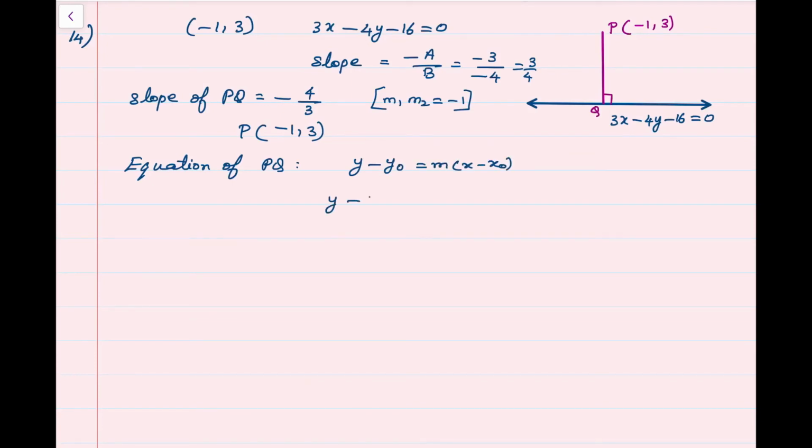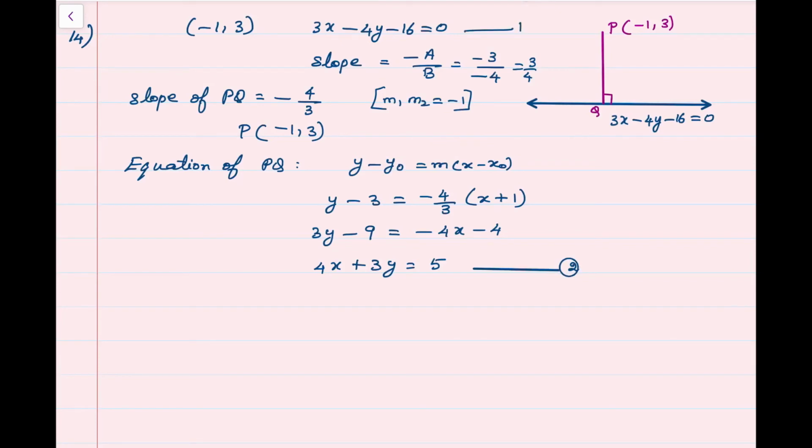y minus 3 equal to minus 4 divided by 3 times x minus of minus 1, which is plus 1. 3y minus 9 is minus 4x minus 4. 4x plus 3y is 5. This is the equation of PQ. And we will take the given line equation as 1. By solving 1 and 2, we will get the Q point, that is the point of intersection of these two lines.